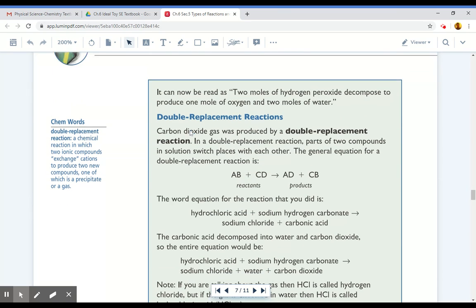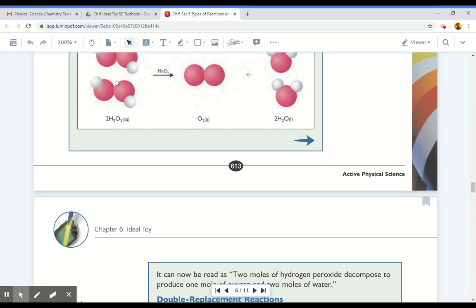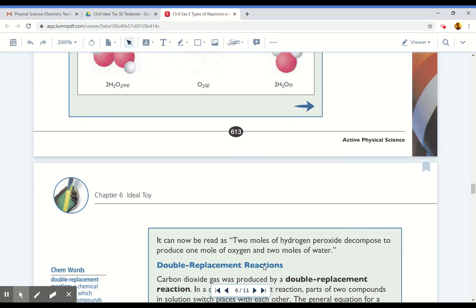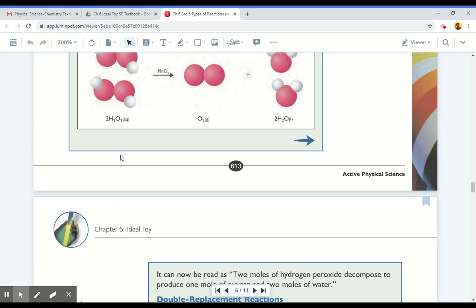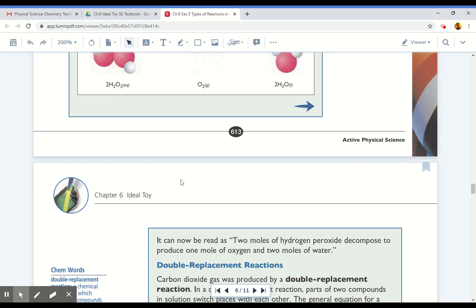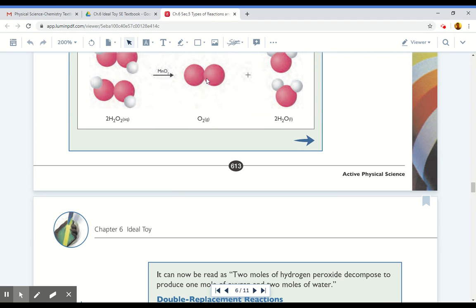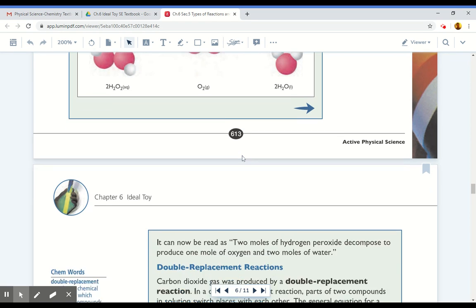Okay, let me scroll up because it's referring to this picture. It can now be read as 2 moles of hydrogen peroxide decompose to produce 1 mole of oxygen and 2 moles of water. Okay, so there's the 2 moles of hydrogen peroxide, and then they decompose to produce 1 mole of oxygen and 2 moles of water. Okay, so that's that.